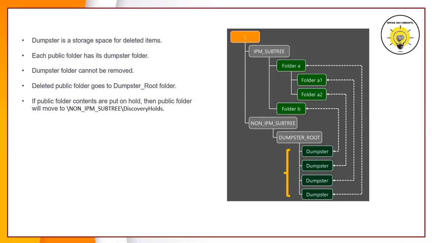When an administrator deletes a public folder, either from Exchange Admin Center or with the help of PowerShell commands, that public folder moves to the non-IPM subtree dumpster root. This public folder will be retained here until the retention period is over, and then it will be purged. If public folder contents are put on hold, then if an administrator deletes a public folder, that public folder will be moved to non-IPM subtree discovery holds.